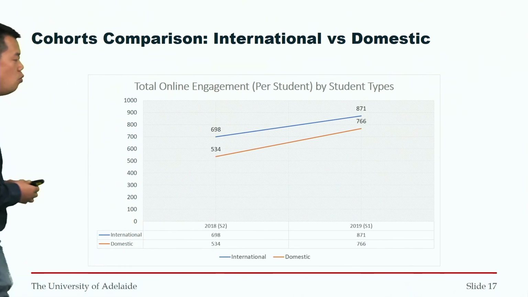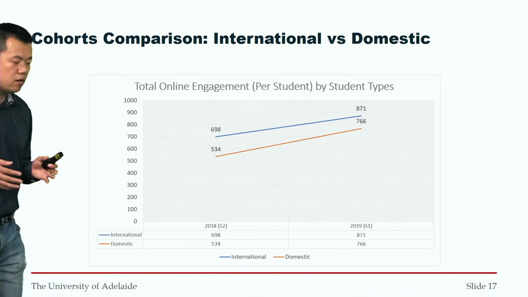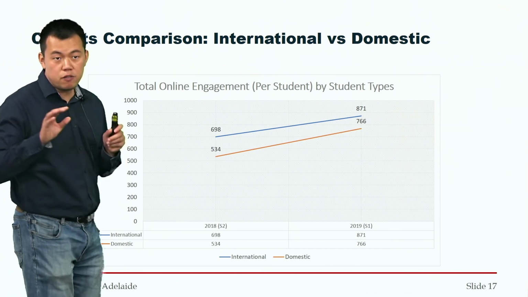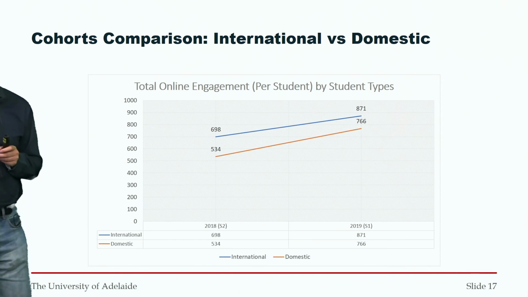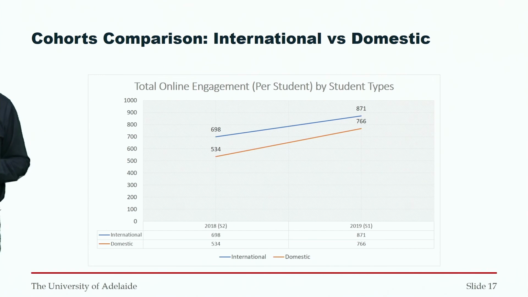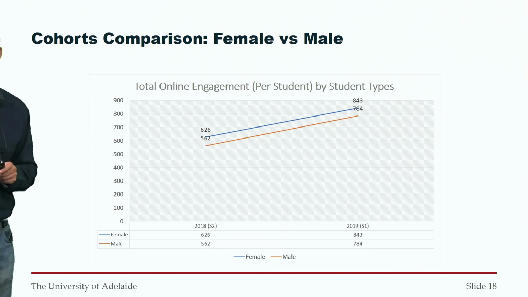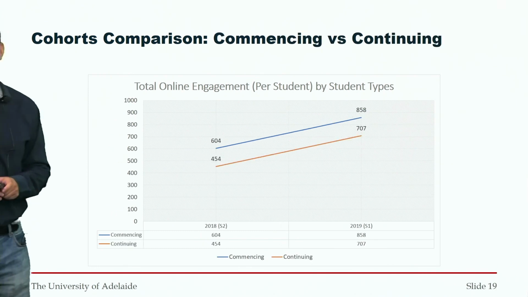And another interesting thing that we found is that it doesn't really matter whether you are domestic or international, or whether you are female or male, in front of the technology, everyone is equal. Both international and domestic students increased their engagement with the course, and both male and female students also increased their engagement compared to the previous semester. So that's how it works.